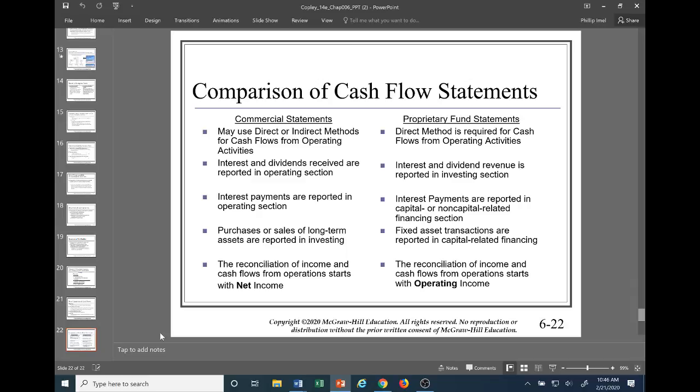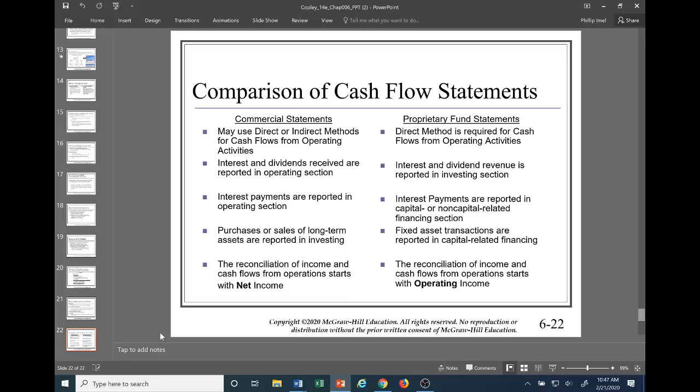We know that the financial statements for these funds are the statement of net position, the statement of revenues, expenses, and changes in fund net position, and then a statement of cash flows. Okay, we know that these funds operate on the accrual basis of accounting, the economic resources measurement focus, so that things are going to be current and non-current, right?